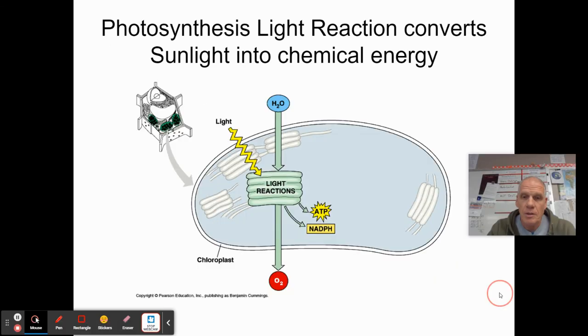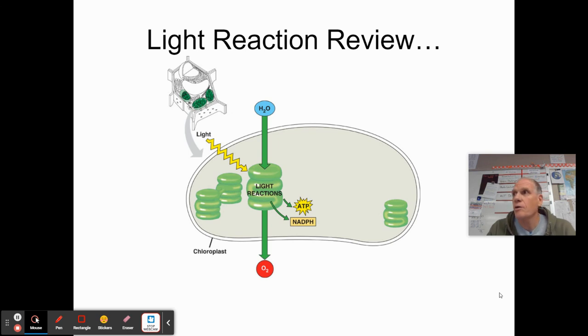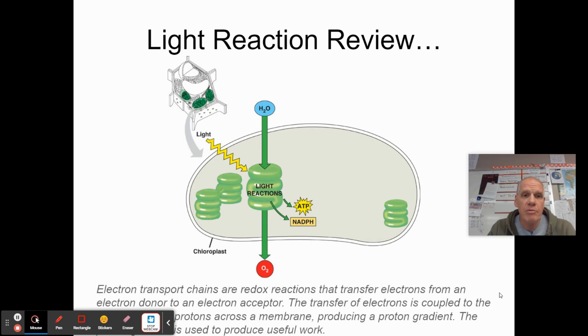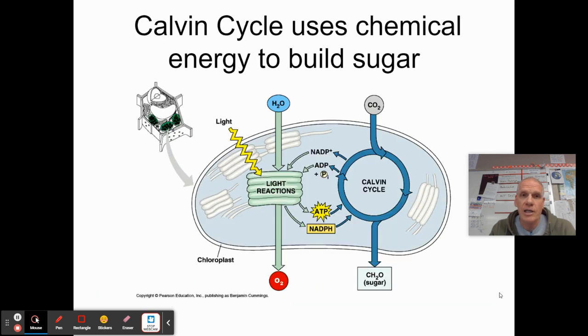And again, the light reaction review. We are taking water in, and in that process, we're going to split water. We're going to energize electrons of water. We are going to use those high energy electrons to create a proton concentration gradient. We're going to use that proton concentration gradient to make ATP. And we're also going to use those high energy electrons to reduce NADP to NADPH. And in that process, we're also going to make some oxygen gas as a waste product.